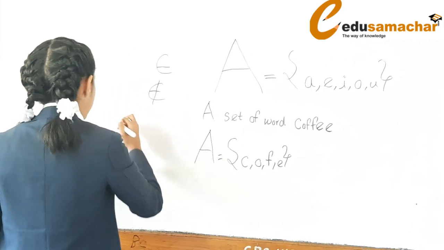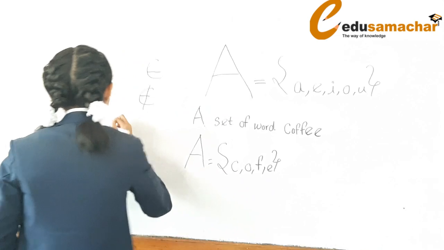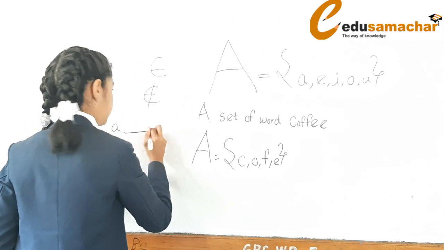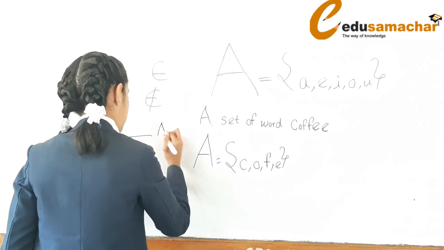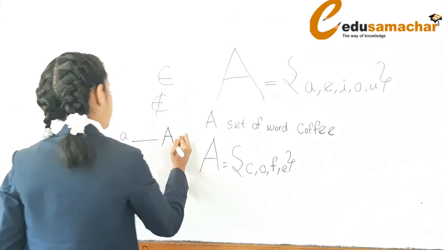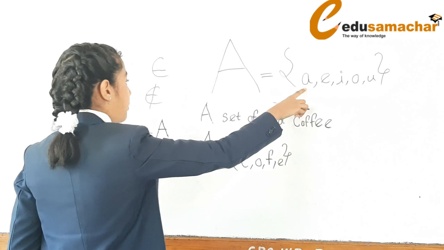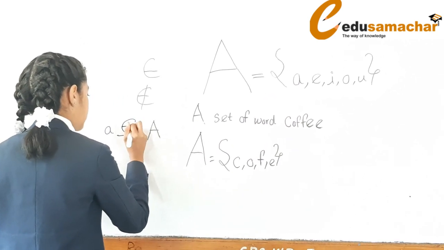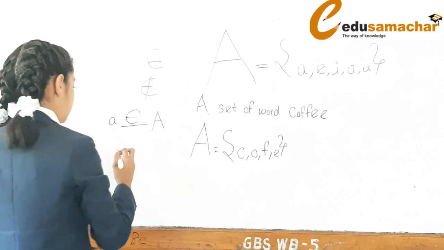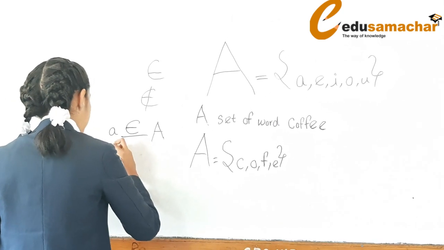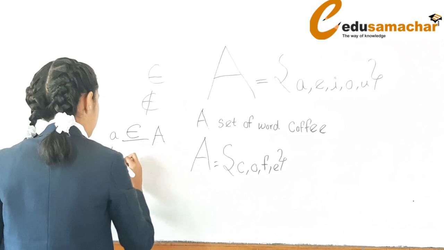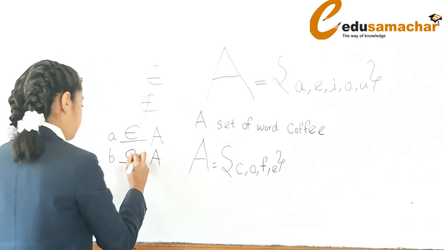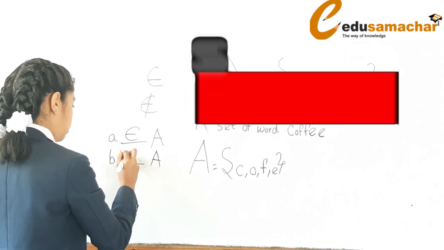For an example, here A is a member of the set, so we should write that it belongs to the set. So the sign should be like this. But if here comes B, which is not in the set, it doesn't belong to the set, and we should put the sign like this.